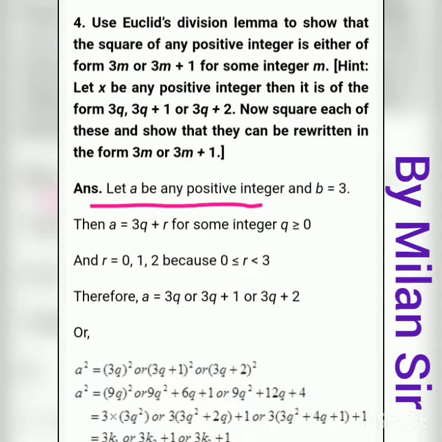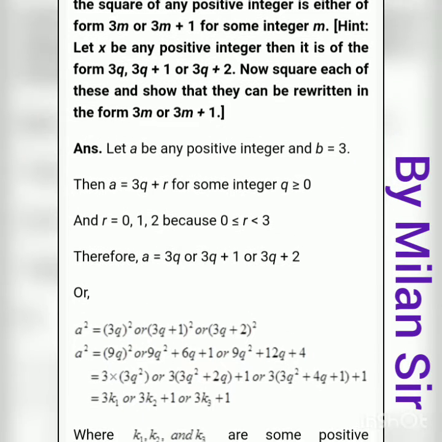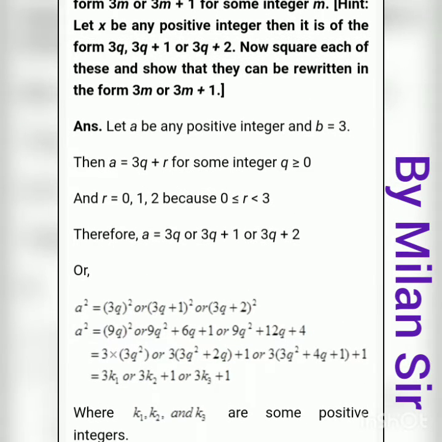So a is any positive integer and b is equal to 3. So a is equal to, what is the formula? bq plus r. Now put the value of b here, so 3q plus r. Now what is the possibility for r? It is greater than or equal to 0 and less than b. b is 3, so r is less than 3. So for r we can take 0, 1 or 2, but we cannot take 3.